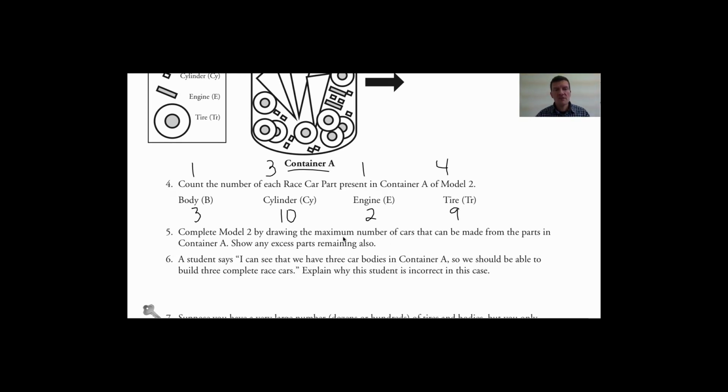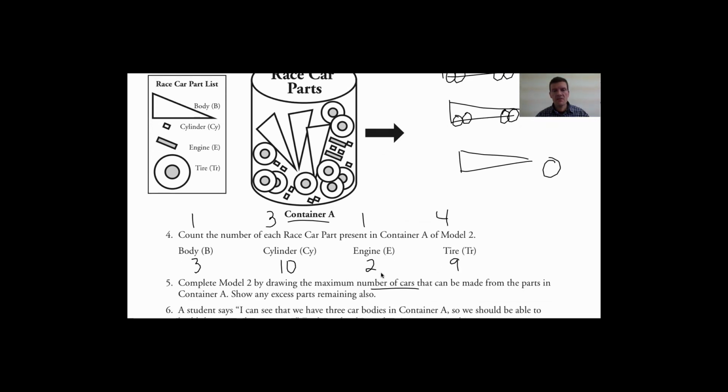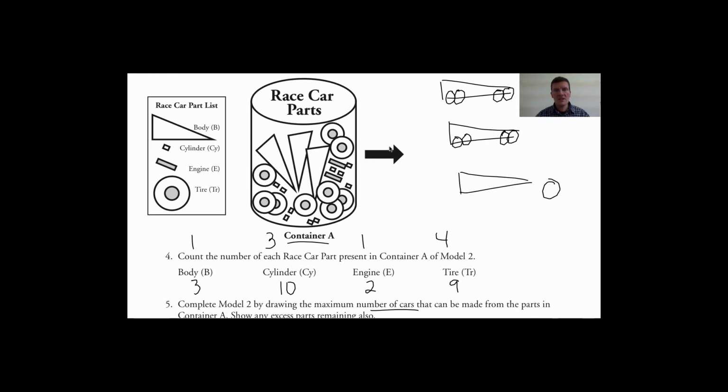For Model 2, let's complete this by drawing the maximum number of cars that can be made from the parts in container A. Show any excess parts remaining also. Here's the deal. I've got my 3 bodies, so I'm just going to draw those really quickly. Pardon my poor artwork. I have to have tires, so 1, 2, 3, 4 tires. I've used up 8, so I'm going to have a tire left over. Do I have enough engines? I've got 2 engines here.